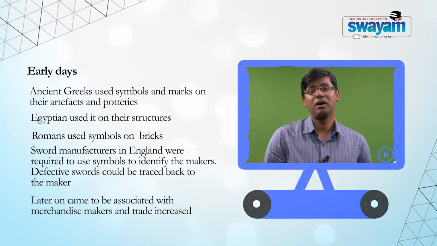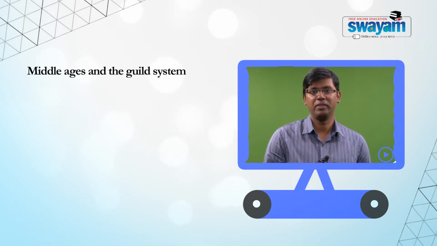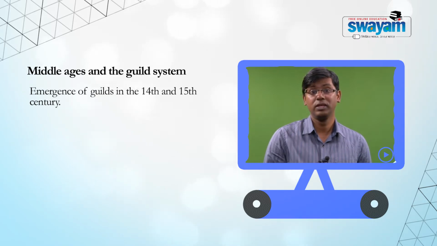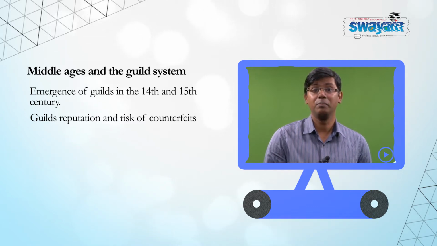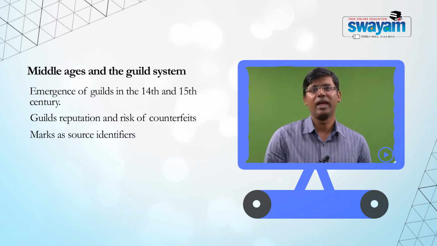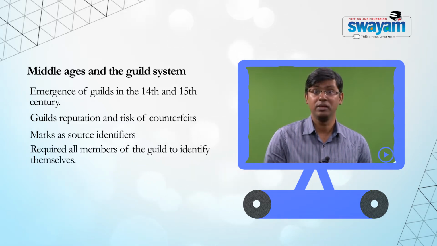Then the trademark system takes a turn in the Middle Ages when the guild system started. With the emergence of the guild system in the 14th and 15th century, the guilds were always concerned about the risk of counterfeits and the impact it has on their reputation. So they insisted on all the members of the guilds to use marks, and these marks would act as source identifiers. That is basically who actually within the guild made these particular products. All the members of the guild would be required to identify themselves, right?